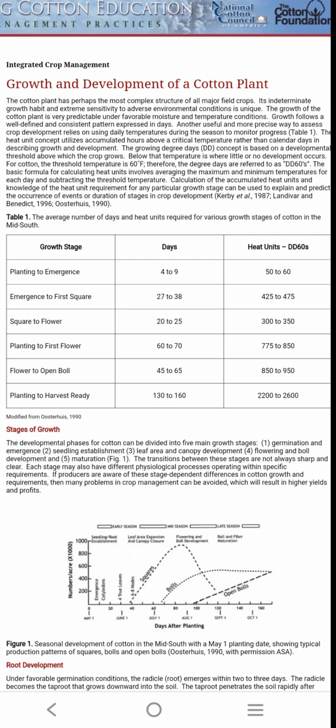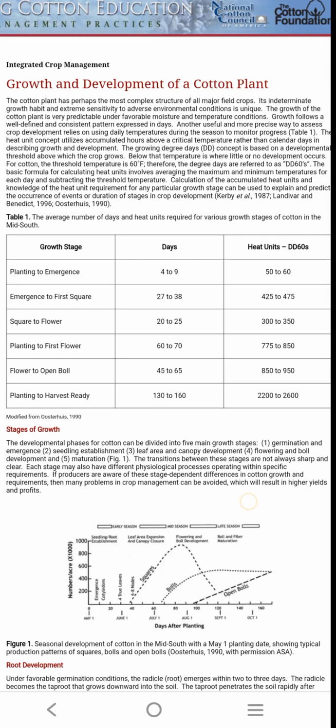Planting to emergence 9 days requires 60. Emergence to first square 27 to 38 days, minimum 425 to 475 heat units required. Square to flower 20 to 25 days, 300 to 350. Planting to first flower 60 to 70 days, 775 to 850. First flower to open boll 45 to 65 days, 850 to 950. Planting to harvest ready 130 to 160 days, 2200 to 2600 heat units required.